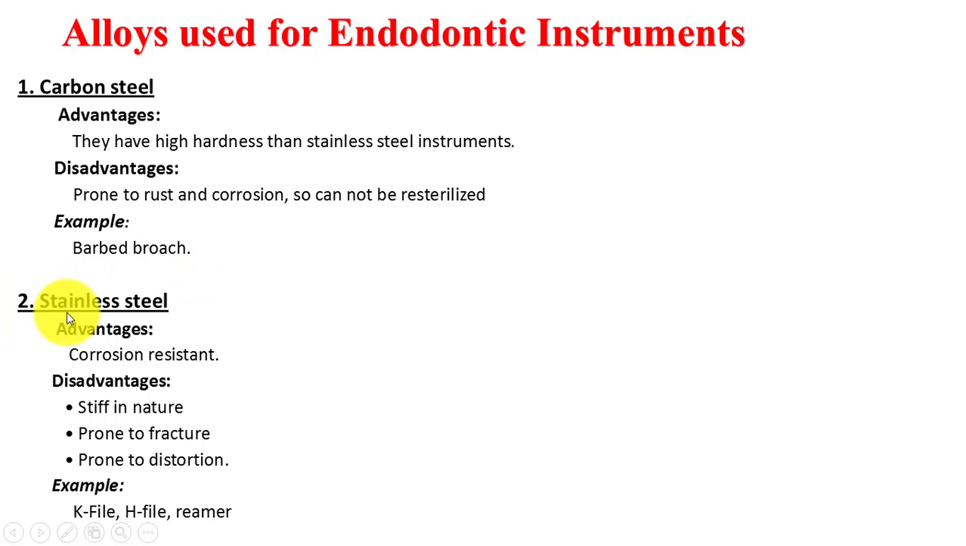The second one is stainless steel. Advantage: unlike carbon steel, it is corrosion resistant. It means you can re-sterilize it. But its disadvantages are, first, it is stiff in nature, it is tough. That's why it is prone to fracture and prone to distortion. Examples are K-file, H-file, and reamer, which are all made of stainless steel.